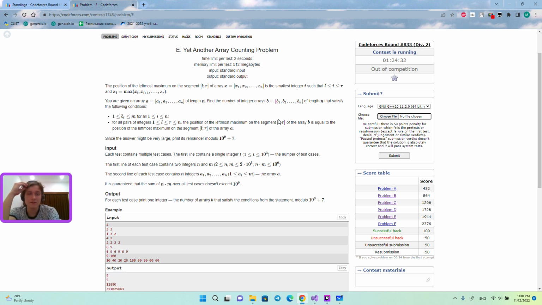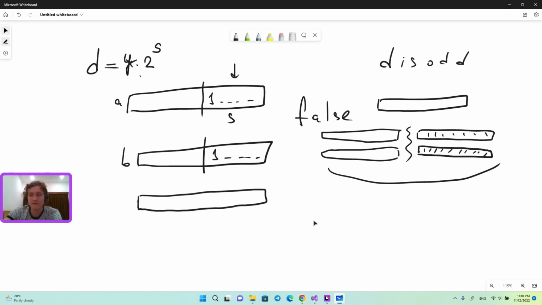For all pairs of integers, the position of the leftmost maximum on the segment LR of the array B is equal to the position of the leftmost maximum on the segment LR of the array A. So, what does it mean? I remember a similar problem.